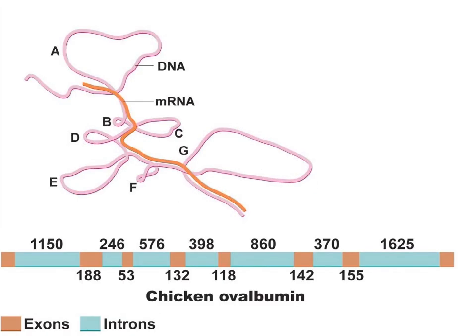If I show you the gene and show you how long each of the introns in green and exons in orange are, you can see that the big loop A corresponds to that 1150 base intron, okay, in the gene. And then that loop B, that's super tiny, corresponds to a 246 nucleotide intron. That loop C corresponds to a 576 base intron, okay? So you can see all of these introns. The loops are proportional to the length of the intron.